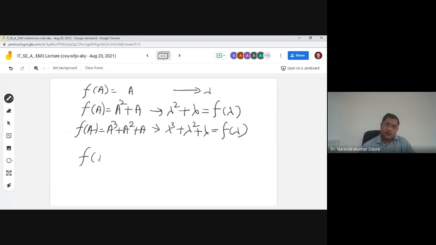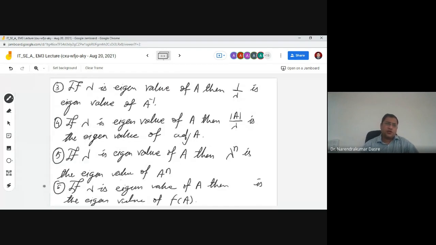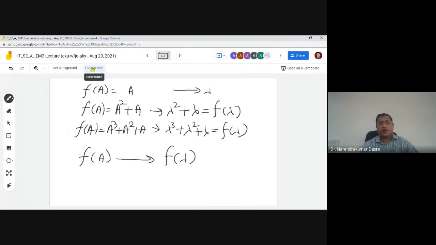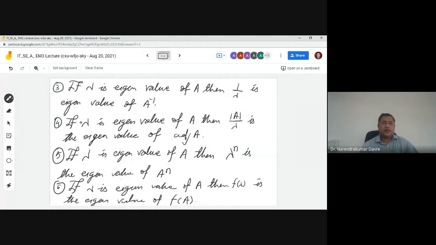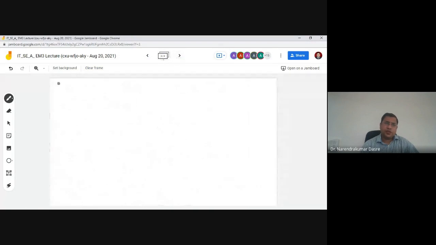So what it means, f of A has the eigenvalue f of lambda, and that's what we have here. So if lambda is an eigenvalue of A, then f of lambda is an eigenvalue of f of A. Okay. Now we think of the next.